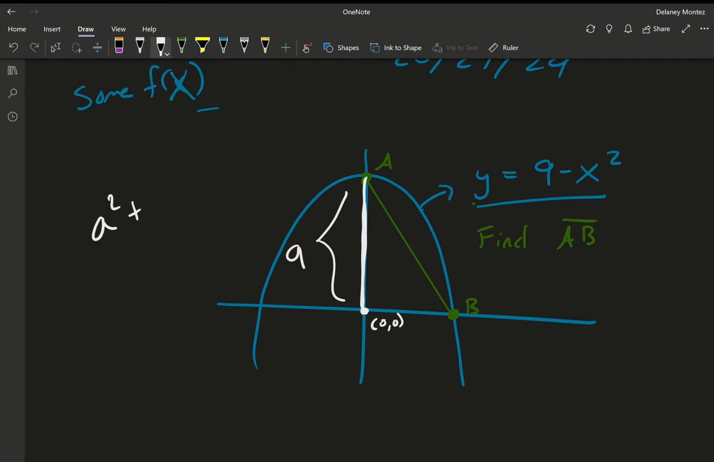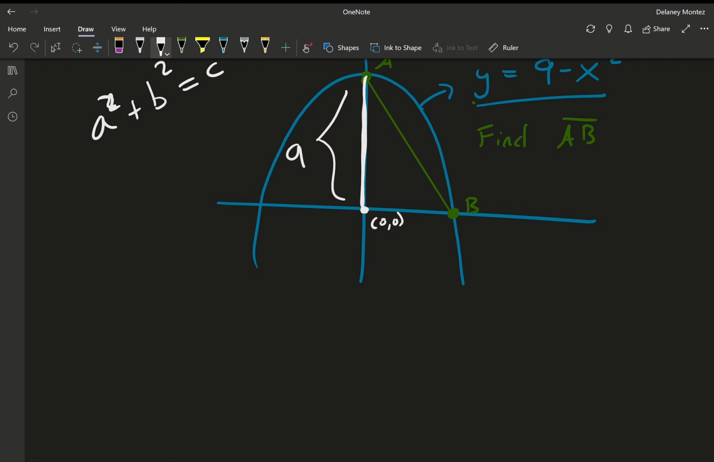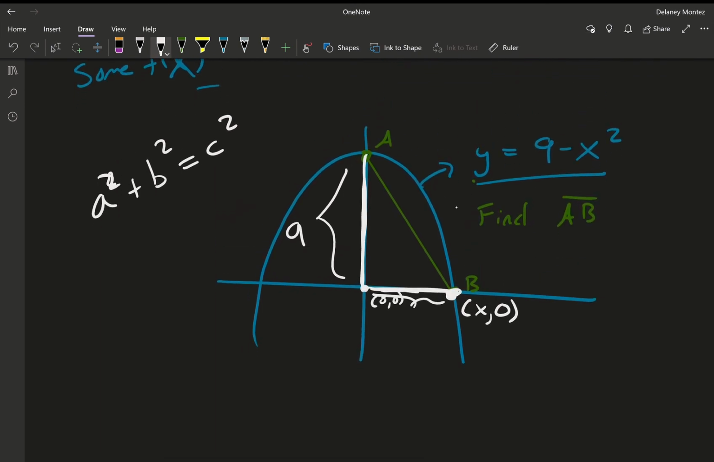So now I have one side of the triangle, because the goal here, since it's a right triangle, is to use a squared plus b squared equals c squared, right? So we have our a. Now let's look for our length of b. Looking for this length right here. How can we get this length? Well, this length is some x value, but we know the y value is 0, right? So we're looking basically for when this value here is 0.